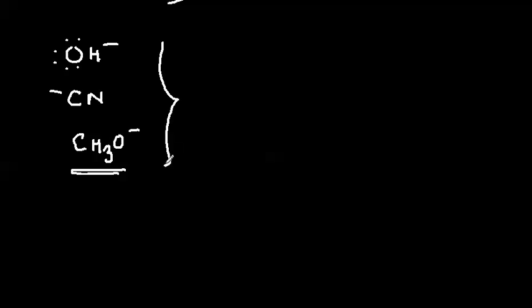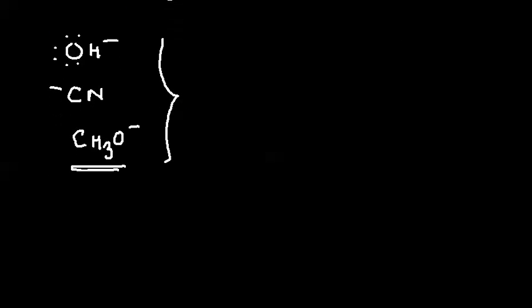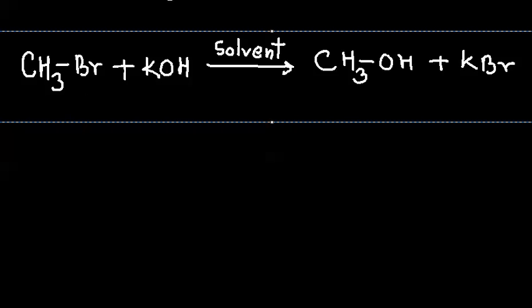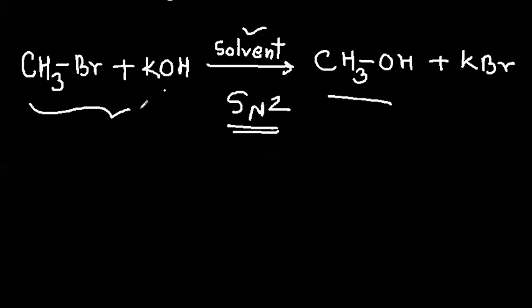These are all nucleophiles. And nucleophilic substitution reactions mean this nucleophile is going to replace some of the things from other species. Let's see. In this example here, we have methyl bromide or bromomethane reacting with KOH in some solvent and forming methanol, an alcohol, plus KBr. This reaction follows the SN2 mechanism, and we'll see exactly how this product is formed from these two reactants.